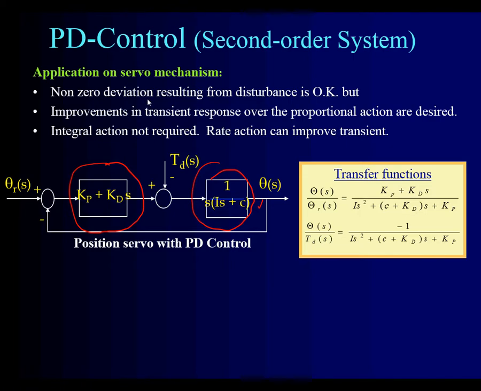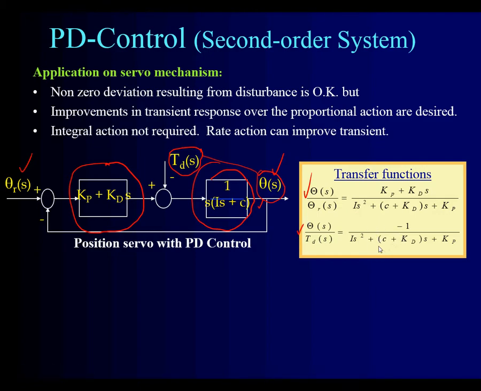Say we don't get a deviation resulting from the disturbance, which is good, but improvements in the transient response over the proportional action are desired. Integration action may not be required, and the rate of action can improve the transient response. See here what we have done? This would be the transfer function between this and this. That's what this is. And if you want it between this and the disturbance, you have this transfer function.